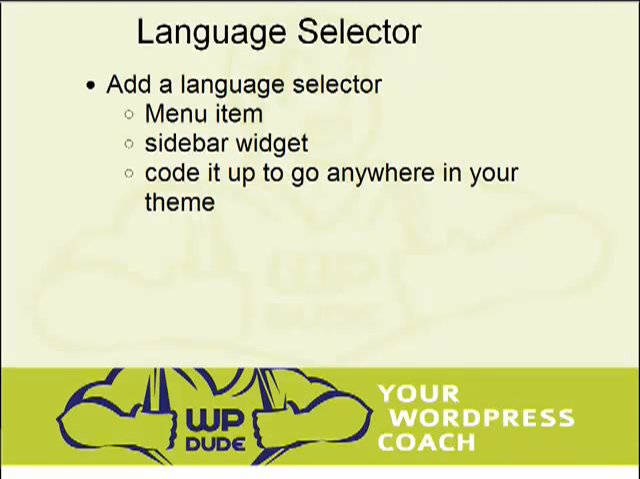So the language selector: you can add a language selector to your site, which will be a drop down with the various languages and flags that are available to your site visitors. You can have this as a menu item, you can have this as a sidebar widget, or you can code it up to go anywhere in your theme if you're used to PHP.